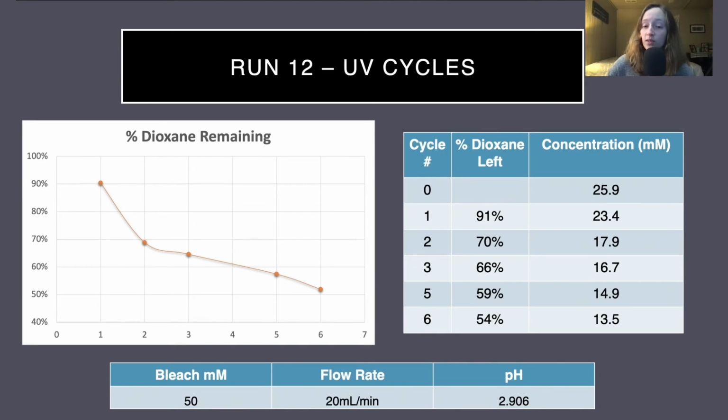So here's the results when I did that. I used 50 millimolar bleach, so that was like a 1-to-2 ratio of bleach to dioxane, and then a high flow rate, but I cycled it through more than once. And you can see as I cycled it through, it did decrease almost to 50%, which is what I wanted. And so at this point, I decided I had proved the concept and I could move to humic acid.